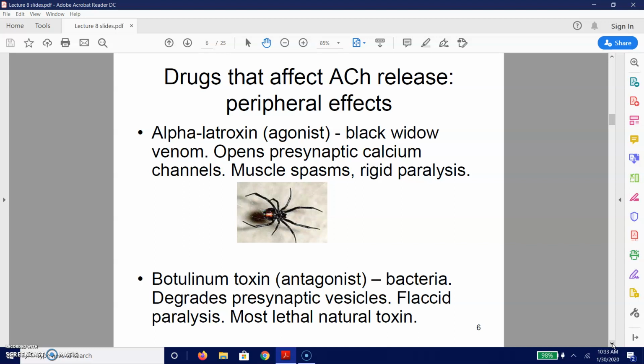It's an antagonist, so it actually blocks release by preventing the vesicles from docking. And this causes flaccid paralysis, which means that the muscles aren't going to be able to contract. This is going to result in paralysis of the diaphragm, which means you are not going to be able to breathe. This is one of the most lethal natural toxins. It typically occurs in spoiled foods because it's bacteria. If your cans or your dairy products are bulging, get rid of them.